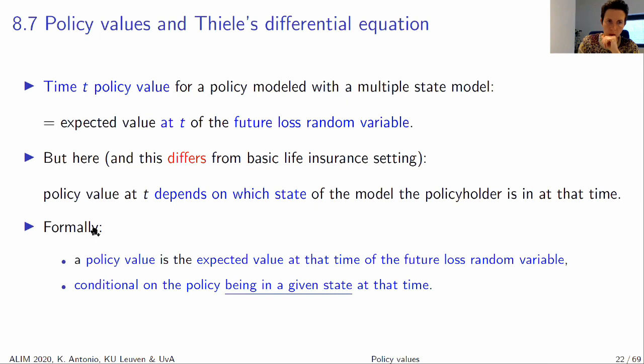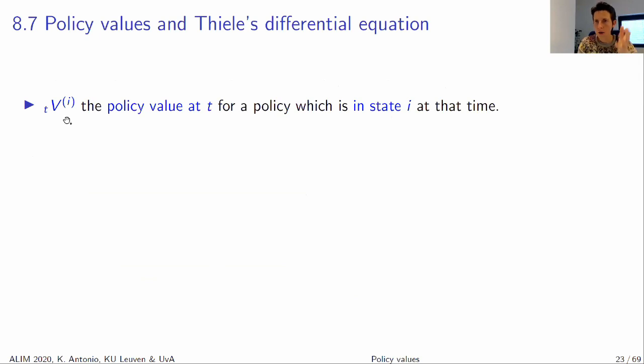How can we express that formally? So we're going to look at the expected value at time t of the future loss random variable, conditional on the policy being in a given state at that time. So we're going to distinguish t V^(i), where the i refers to the state that you occupy at time t. So if I ask you to do policy value calculations in a certain exercise, and if that exercise involves multiple states, then I really expect an expression for the policy value at time t in each of the states that my policyholder can occupy at that time. So it's important to take this distinction into account.